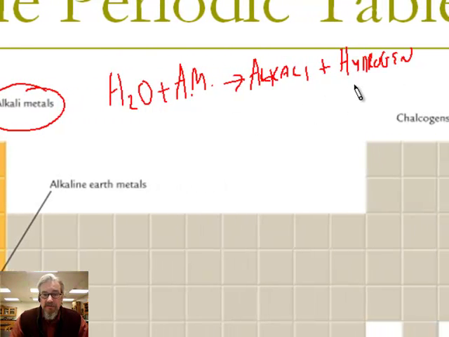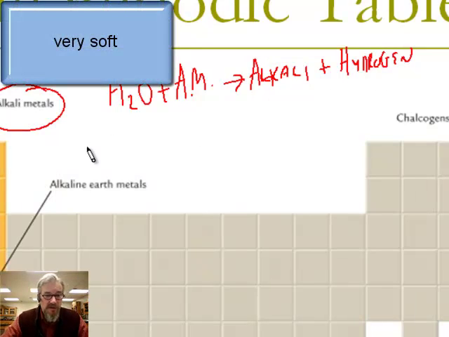And hydrogen is a fuel. It burns in air, so the heat often ignites the hydrogen in the air that's around it, and then you get a fire. So this is very reactive stuff. They're also very soft. Alkali metals are soft. You can cut them with a jackknife most of the time, even though they're a metal.